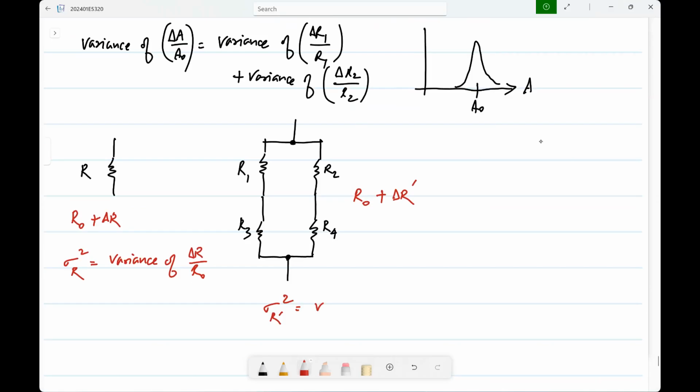That is the variance of delta R prime by R0. What will it be? What do you think it will be? Please calculate it. I think you know enough basic probability to do this. And of course, it is reasonable to assume that delta R for each resistor is much less than R0. Okay.